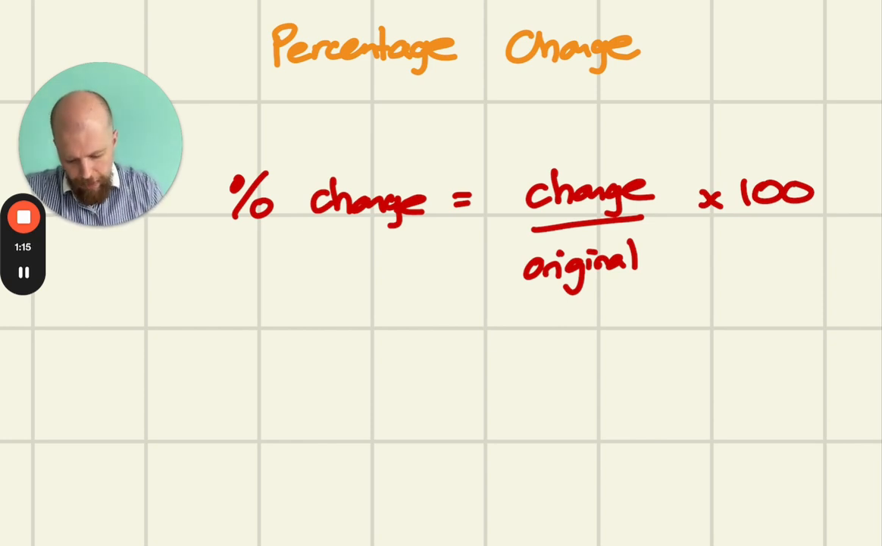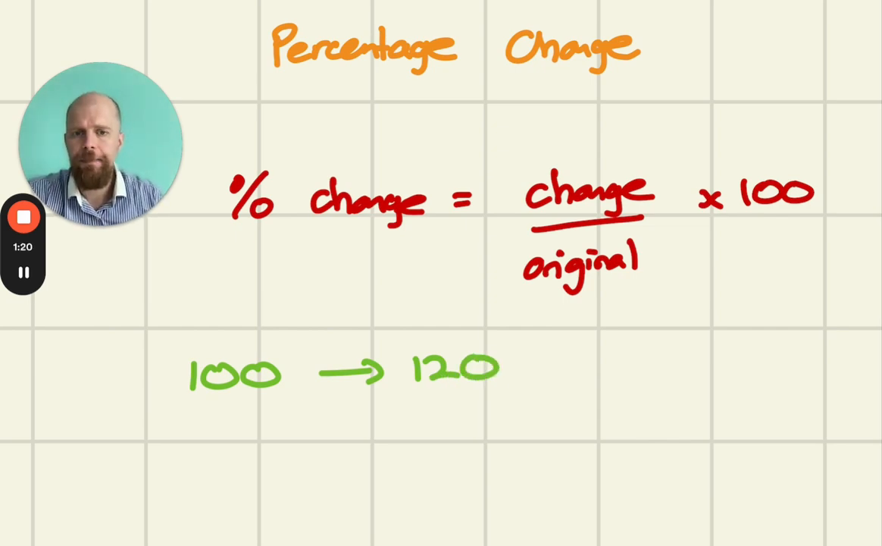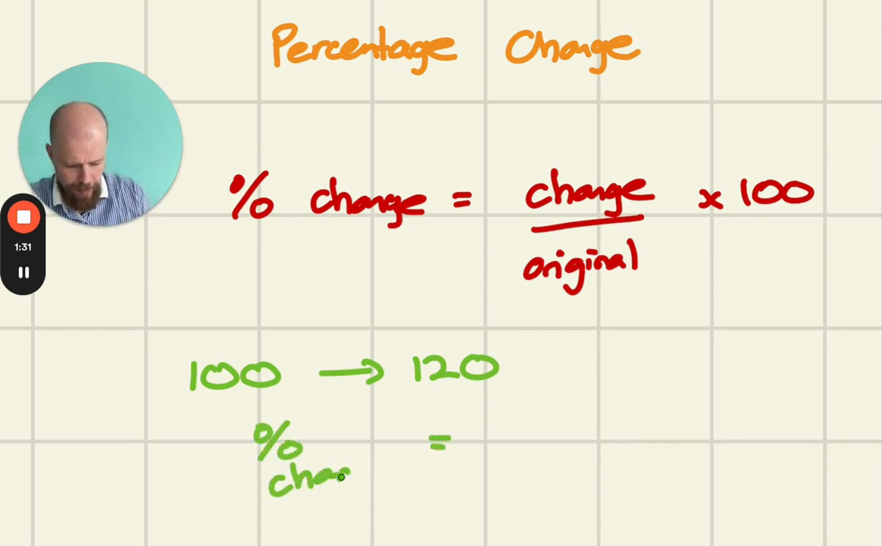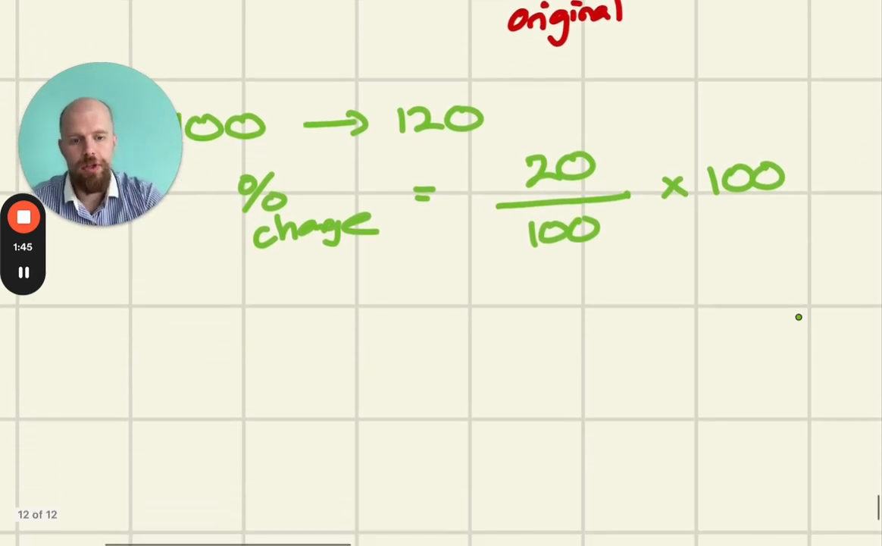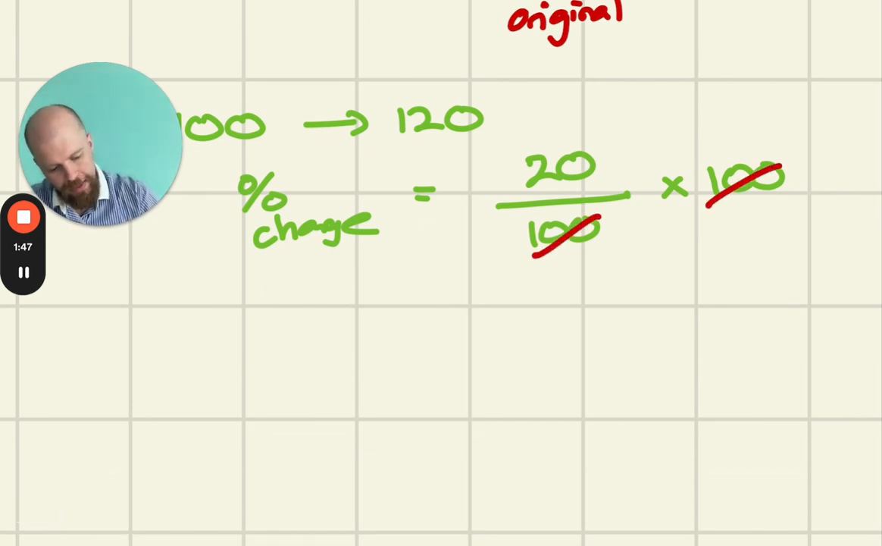Let's say we're going from 100 to 120. Now, the change is how much I get when I do 120 minus 100. Yeah, it's the difference between the two of them. So the change is 20. So percentage change is the change, which is 20, over the original, the one I started with, which was 100, and I times by 100. Either put this in the calculator or just simplify it down. The two 100s both cancel, so you'd be left with just 20%.